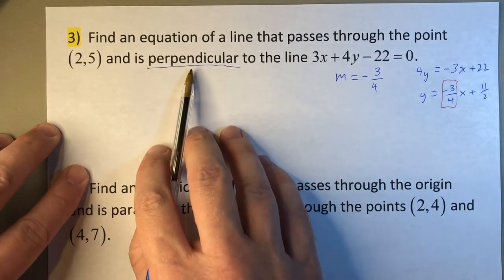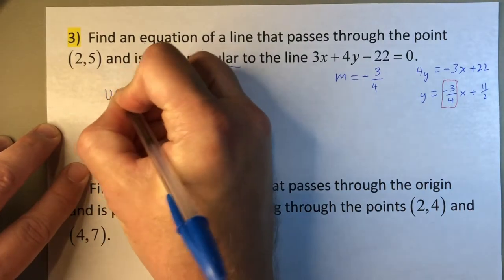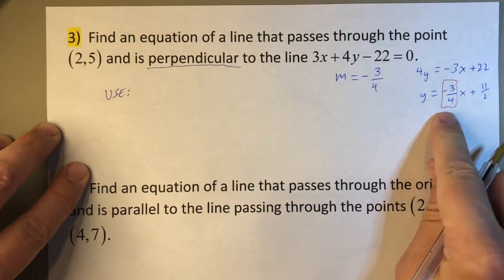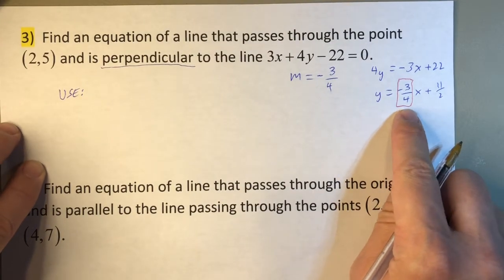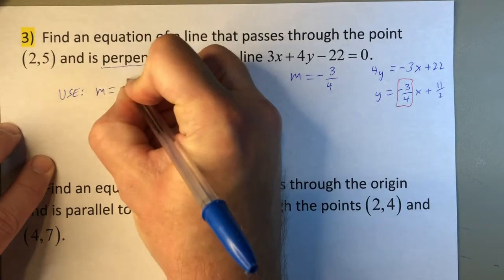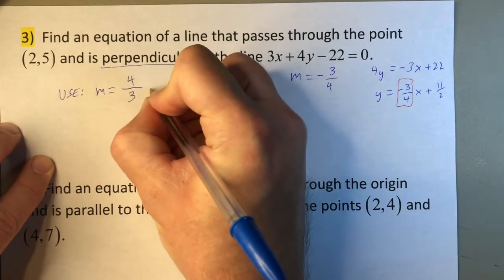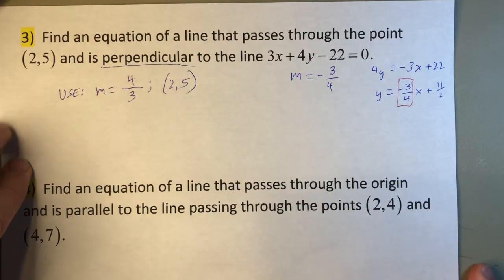We want our line to be perpendicular, though, which means we're going to use the negative reciprocal of this, right? And the negative reciprocal of negative 3/4 is positive 4/3. So we're going to use positive 4/3 and our given point of 2, 5.